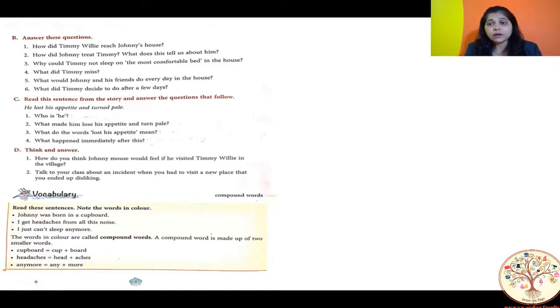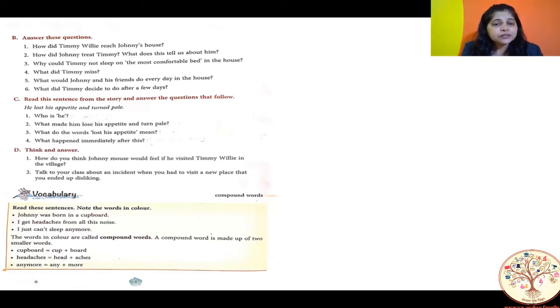Now see, think and answer kabhi bhi aapko milega. So that is what depend karta hai person to person. Mera answer kuch alag hoga, aapka answer kuch alag hoga, aapke mamma ka alag hoga, aapke papa ka alag hoga, aapke friends ka alag hoga. So ye sirf perception to perception kaam karta hai. Theek hai, tumhara thought process kuch alag hai but dusre ka kuch alag hai. So think and answer depends. Ye answer vary karega. Now how do you think Johnny Mouse would feel if he visited Timmy Willie in the village? Agar Johnny Town Mouse agar village mein jata Timmy Willie ke paas to wo kya sochta? Pehla question. Theek hai, mera answer iske liye alag hai, aapko apna answer soch ke likhna hai.